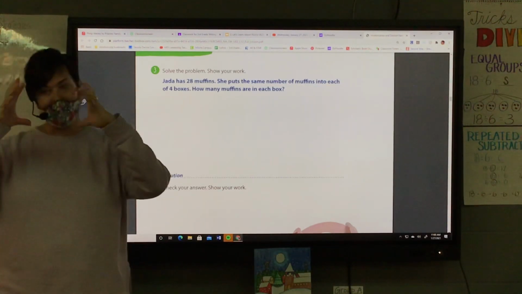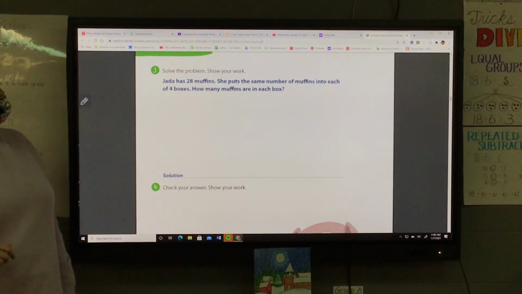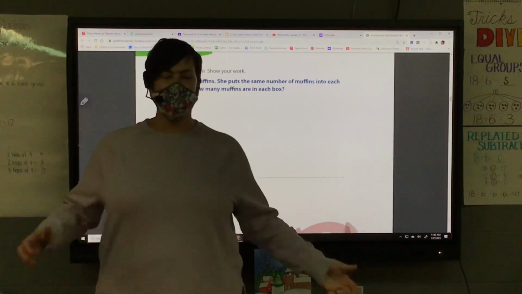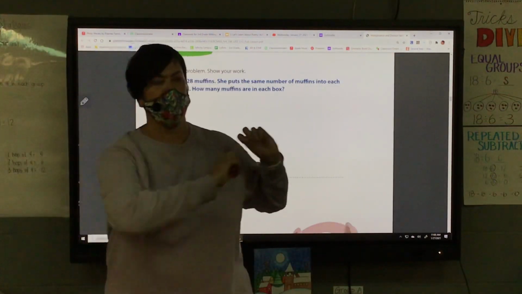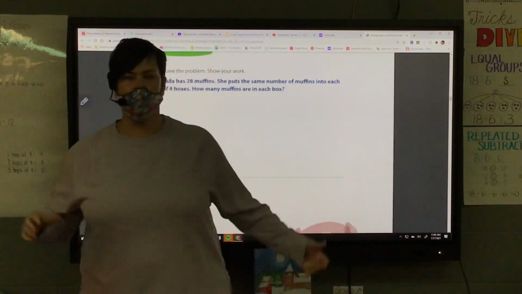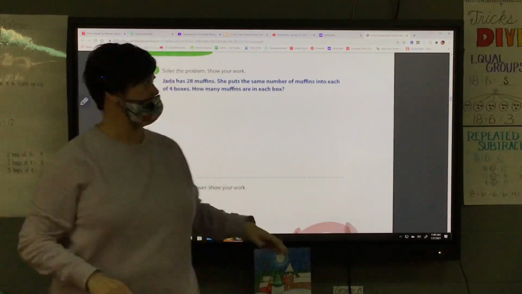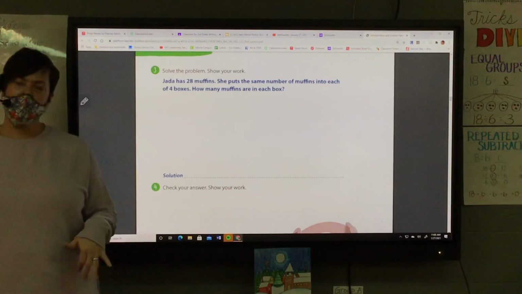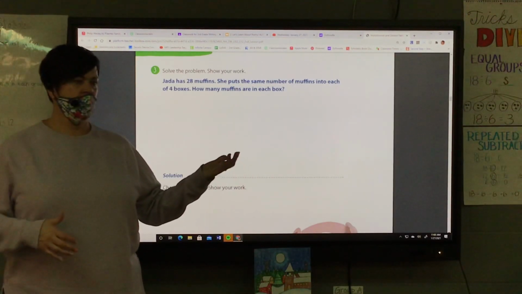Jada has 28 muffins. She puts the same number of muffins into each of 4 boxes. So is she starting with a bigger number and splitting it apart, or is she starting with 2 smaller numbers and ending with a big number? How many muffins are in each box? Do you think we need to multiply here or divide here?